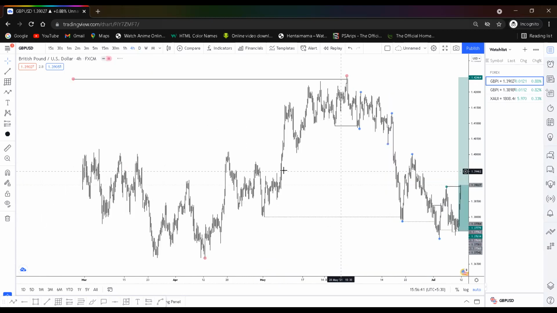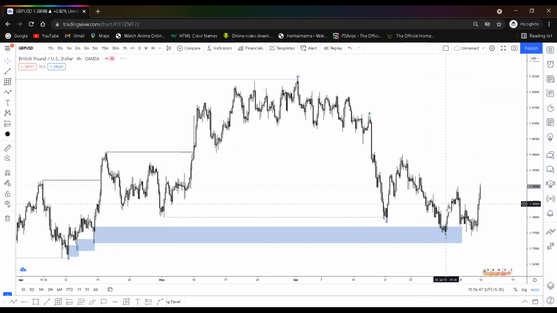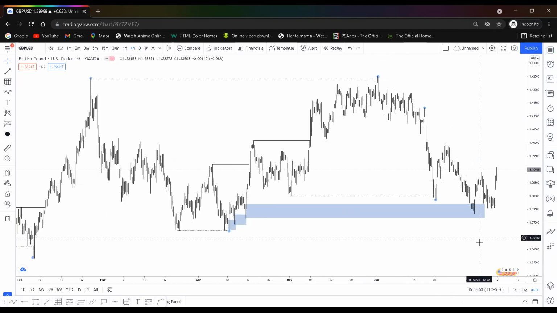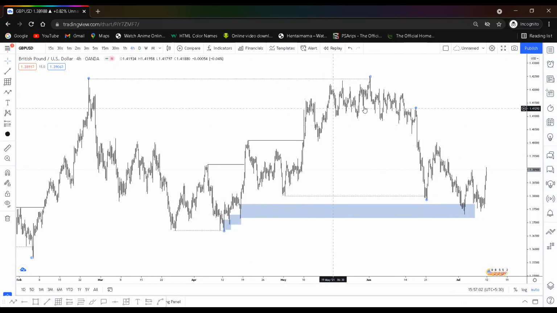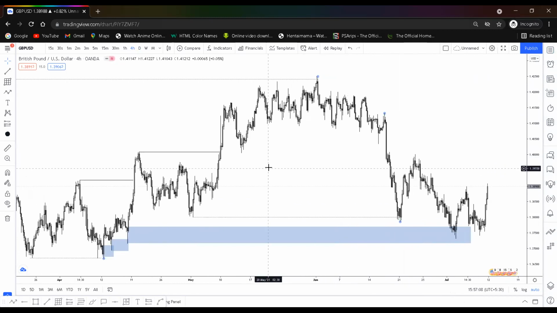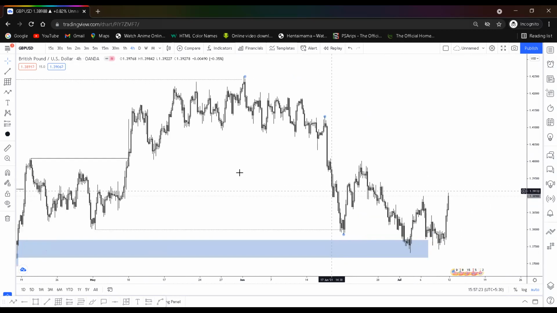For price to come back down here, they have to do an accumulation. To go back up, they'll accumulate orders. Accumulation always comes in a bearish counter trend. You can remember that: accumulation always comes in a bearish counter trend. Distribution always comes in a bullish counter trend. Sorry, my internet cut out for a sec. Accumulation comes in a bearish counter trend, and distribution always comes in a bullish counter trend.